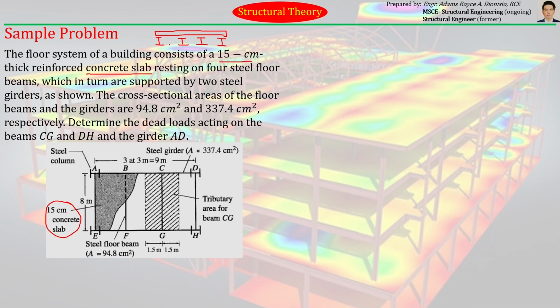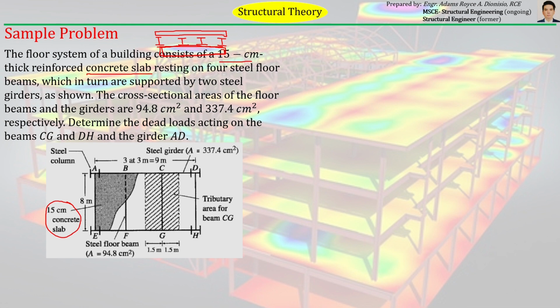So, yung 4 steel floor beams daw na yan, according to the question, is being supported by 2 steel girders. So, nasaan yung steel girders dyan? Ito si girder AD, tsaka si girder EH. So, ganito yung itsura nila. Ito si girder AD or EH. Nakaganito siya. Yan. So, yung support niya yung 4 na floor beam.